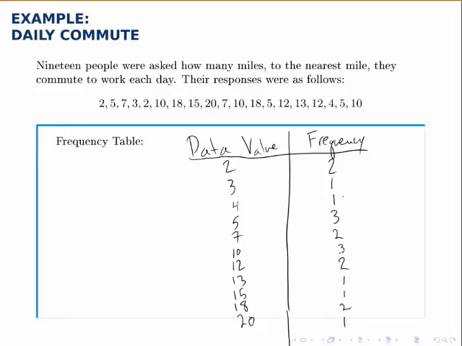Once we've filled in the frequency table, a quick check that we can do is add up all the frequencies, and they should add up to how many data points we have. And here, if we add up these frequencies, we do find a total of 19.